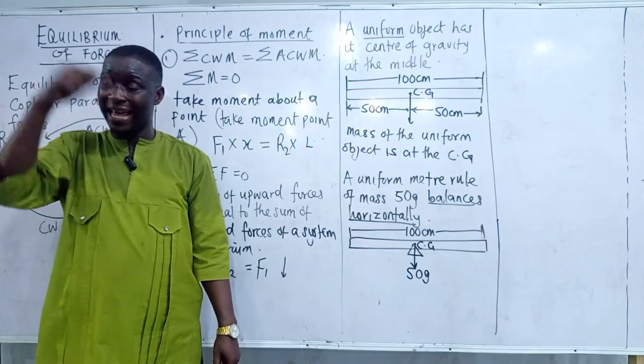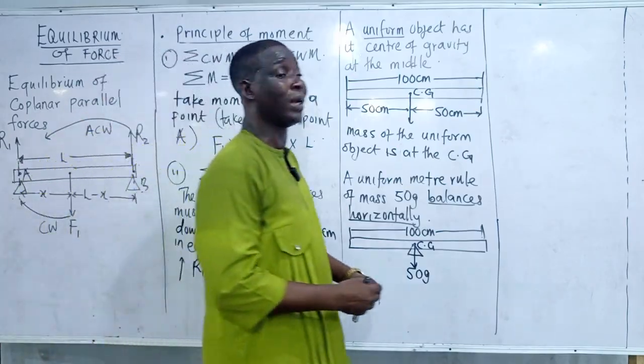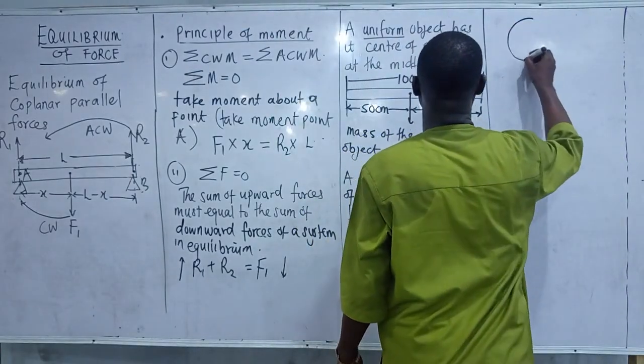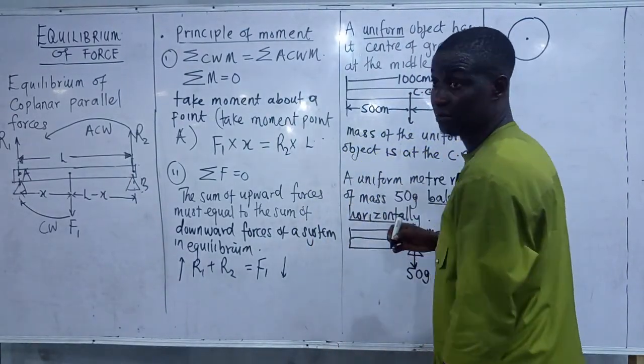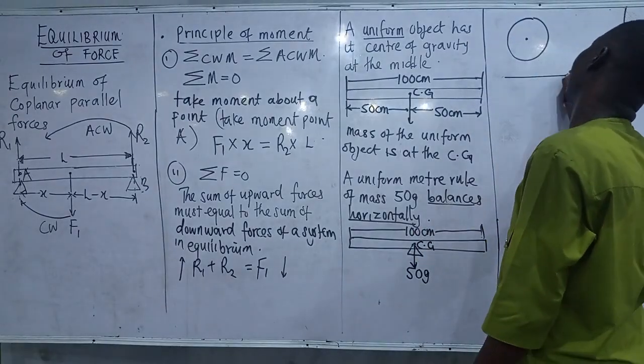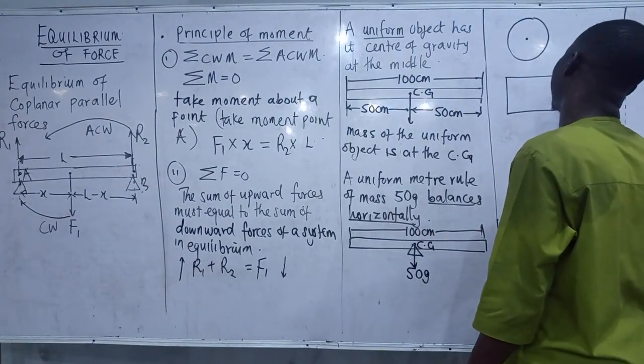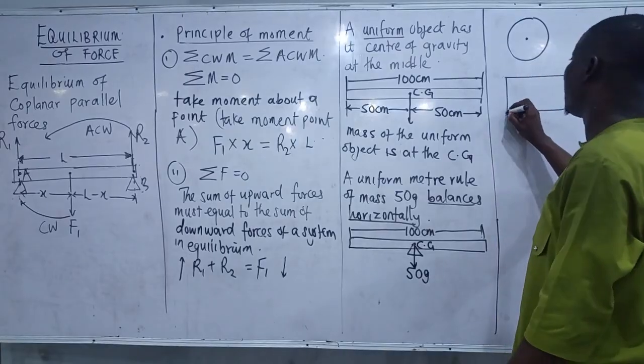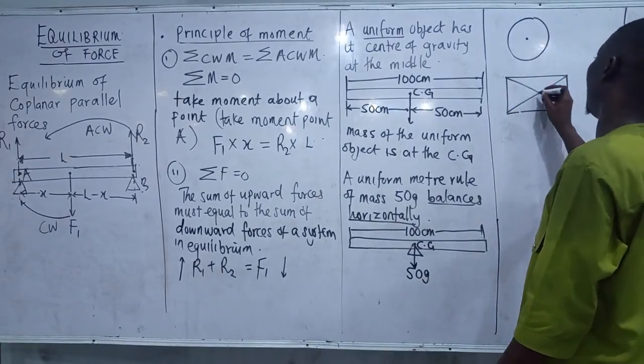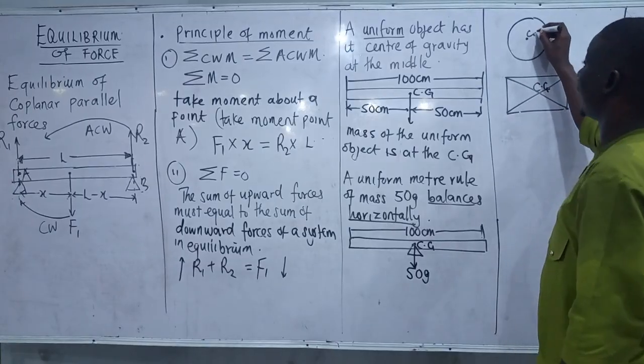The gravitational pull of the earth tends to concentrate. For example, what is the center of gravity of a circle? At the center. What is the center of gravity of a rectangle or a square? That means the point of intersection of the diagonals. That is the center of gravity.